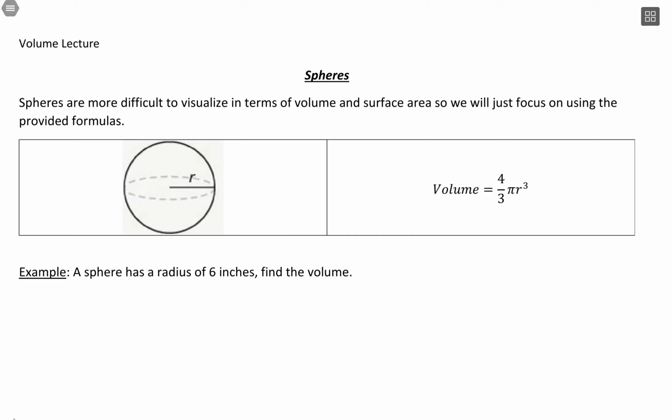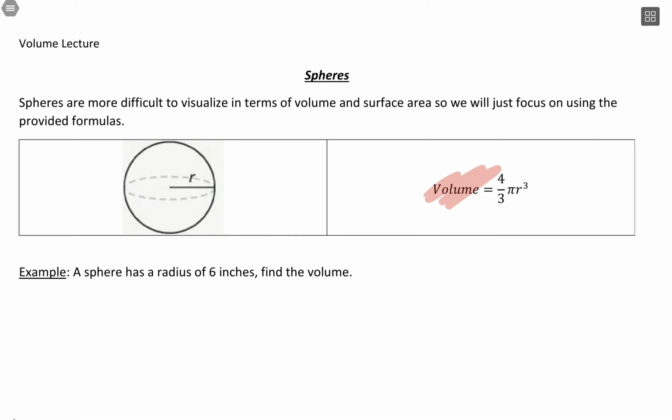All right, our last one is spheres here, and just like how we dealt with it with surface area, it's kind of hard to visualize in terms of base layer times height. That doesn't really come through with the spheres. These aren't prisms, it's just a three-dimensional circle. So with that, we're just going to use the formula we have here.